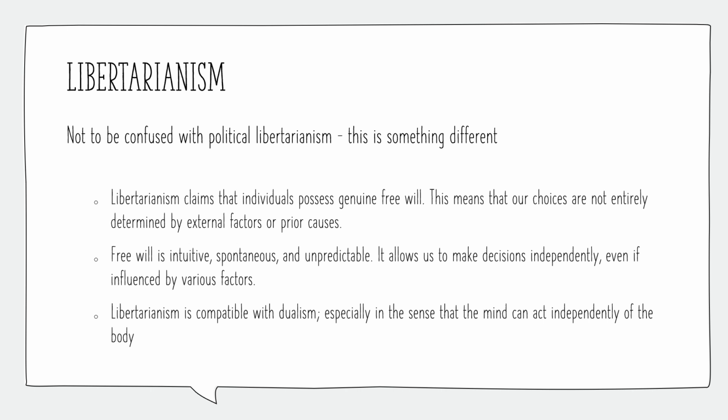Now, this is quite compatible with dualism. So dualism, you'll remember from your philosophy, is the idea that the mind and the body are somehow independent. They're two different things. Some people think that for libertarianism to work, dualism has to be true. So our mind does have to operate completely independently of our body. Not everybody would go that far, but for libertarianism to work, there does seem to be a necessity to have some kind of freedom of thought that's not controlled by everything else going on in our body.